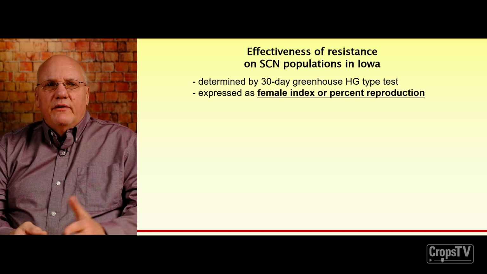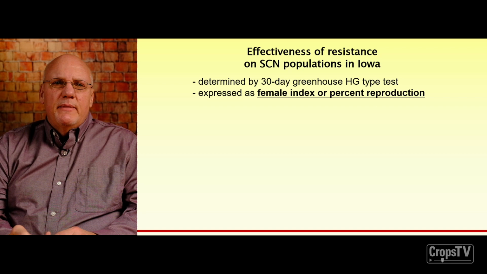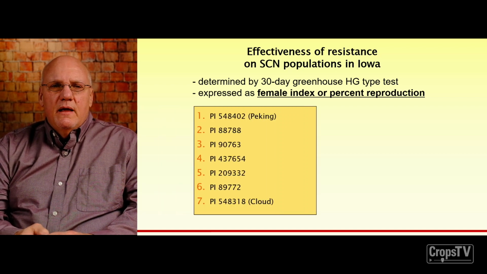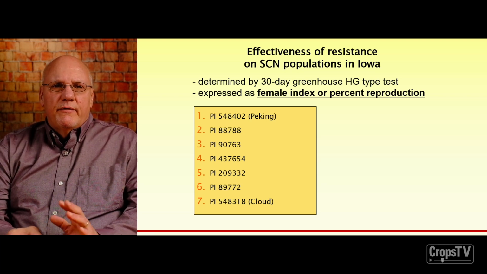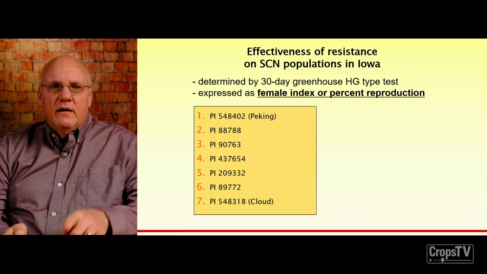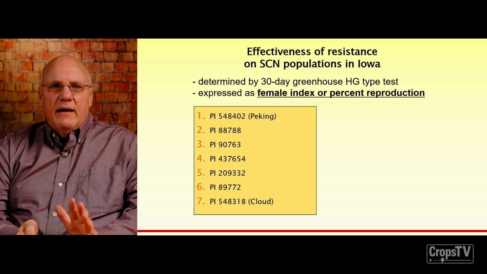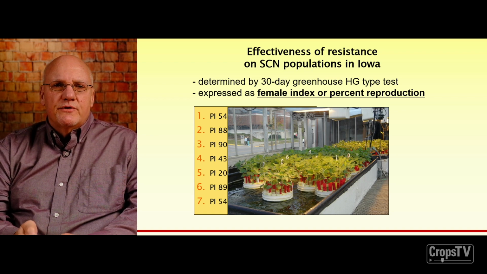So this test is a 30-day greenhouse test. The results are called a female index or percent reproduction. And what we do is we take all the leftover soil from the spring soil sampling, we mix it up real well, and we fill up a bunch of containers and we plant multiple replications with seeds of each of these 7 main breeding lines that I've mentioned earlier. We put all those cones or containers into buckets of sand. We have them set in a temperature-controlled water bath for temperature control.